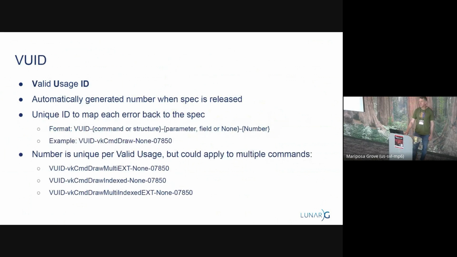So the VUID is a concept in the validation layers and in the spec. It's just a unique string that identifies an error with great precision, and it's got a format of commands or function and then fields or parameters. It's worth noting that the number is sometimes repeated when a valid usage applies to multiple commands. Draw calls are the most common instance of this, where you have 20 different flavors of draw call, and some of the valid usages apply to all of them.